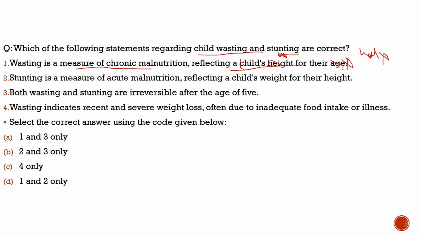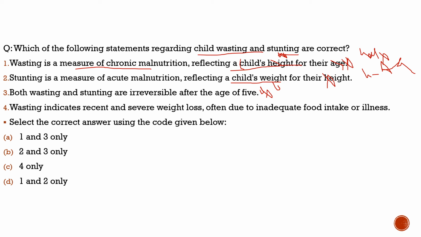What is wasting? Wasting reflects a child's weight for their height. Second statement: stunting is a measure of acute malnutrition reflecting a child's weight for their height. Stunting reflects a child's height for their age, not weight for height. So this is also incorrect. Third statement: both wasting and stunting are irreversible after the age of 5. Even though it is difficult, it is not irreversible. So the third statement is also incorrect.